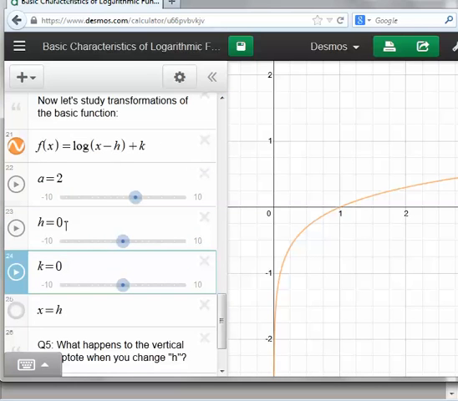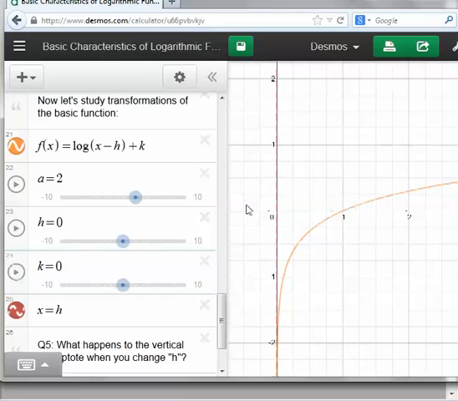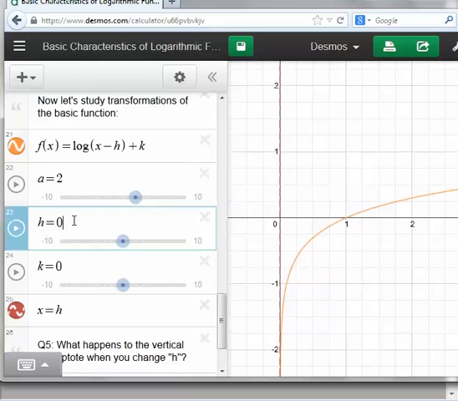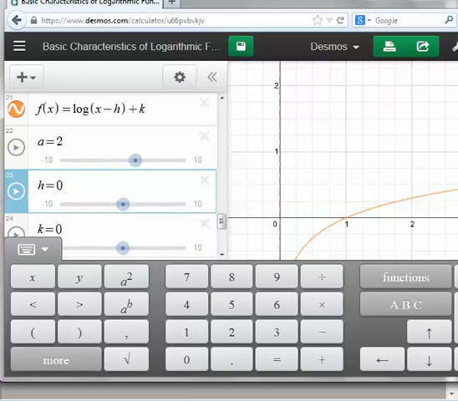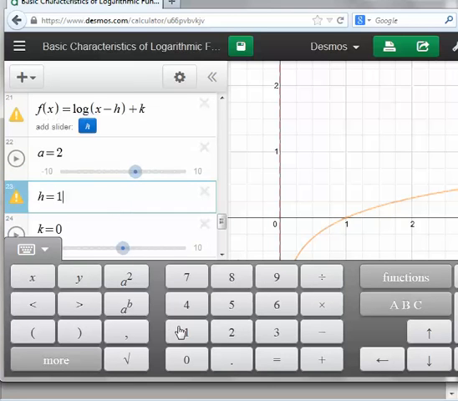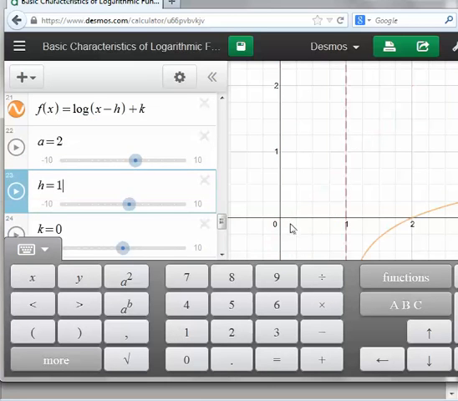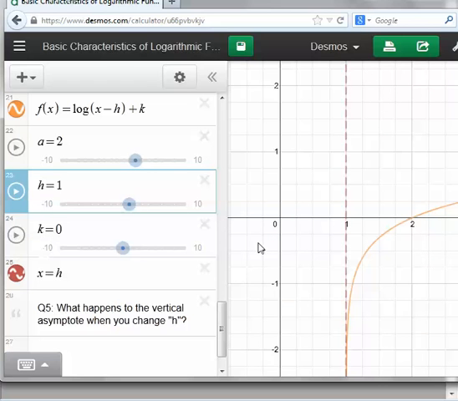Okay, now let me show you what happens. Here's a vertical asymptote. Okay, now if I let h be, in this case 1, okay, notice the graph moved, it went to the right 1 unit, and also the vertical asymptote shifted 1 unit to the right. Okay, so this asymptote changes with the horizontal shifting. Okay, now notice here this x-intercept 2, 0.